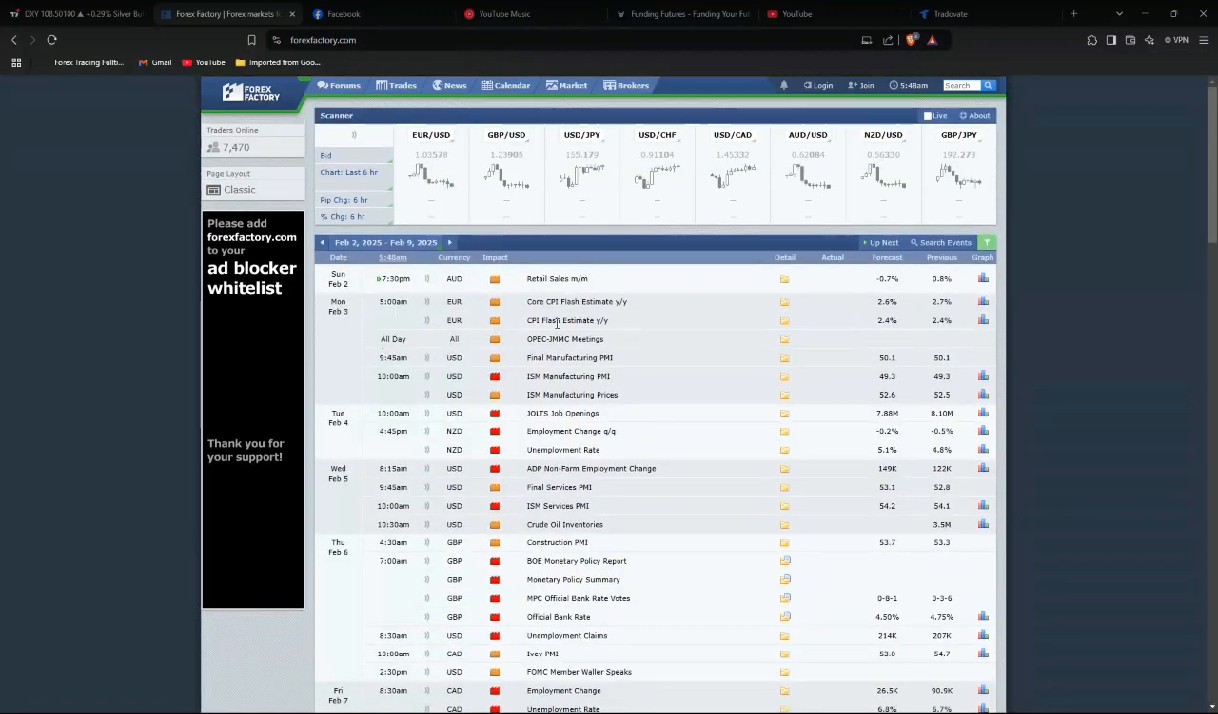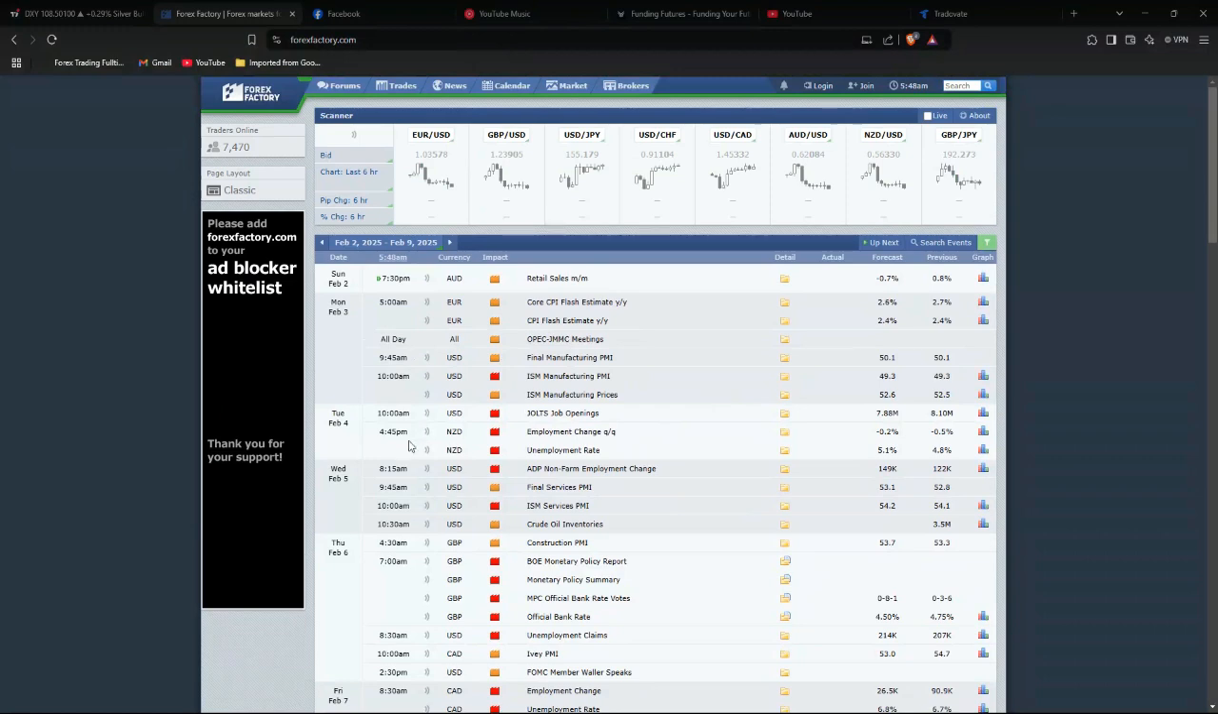We have core CPI for Europe, year over year. This will be moderate impact news. At 9:45 we have final manufacturing PMI for the US dollar, and also at 10 a.m. we'll be having ISM manufacturing PMI. This will be high impact news, which means during that time we'll be having some high impact news tomorrow.